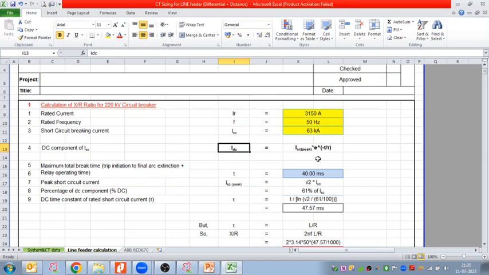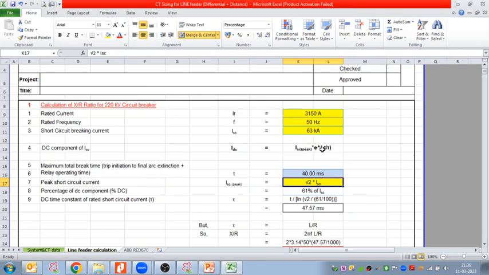Now if you see here ISC peak, how we can calculate ISC peak would be ISC into root 2, that is the peak value of ISC. We know how to calculate the peak from the RMS value: to convert the RMS into peak, we need to multiply it by root of 2. So that we did here to find out the ISC peak. Now e power minus t divided by tau.